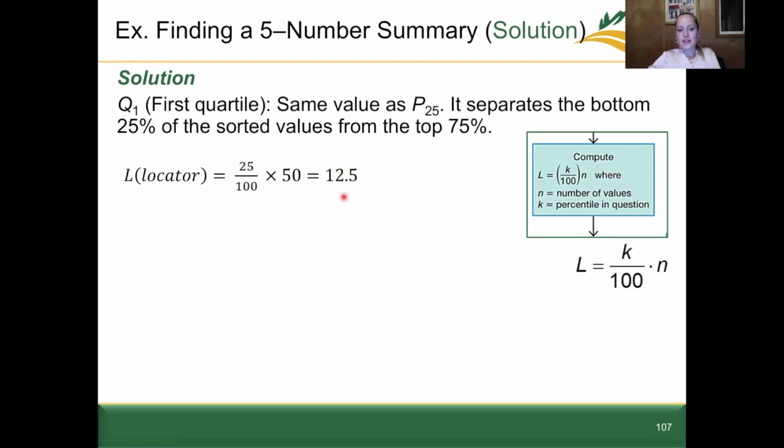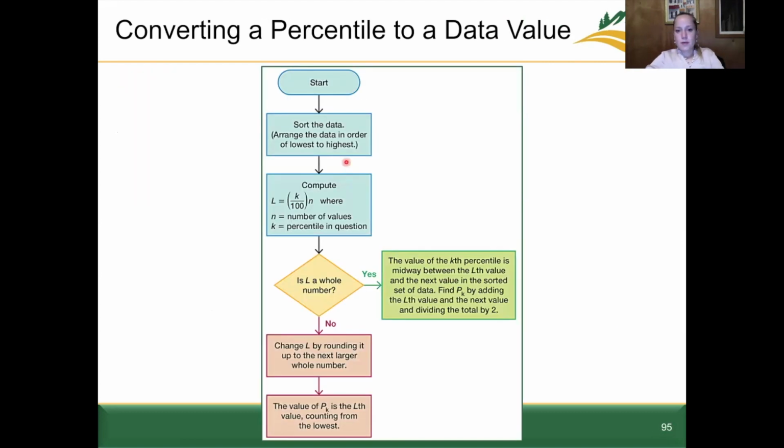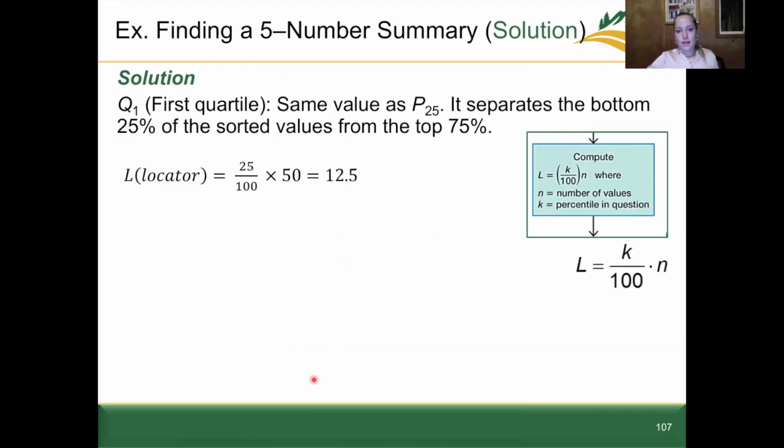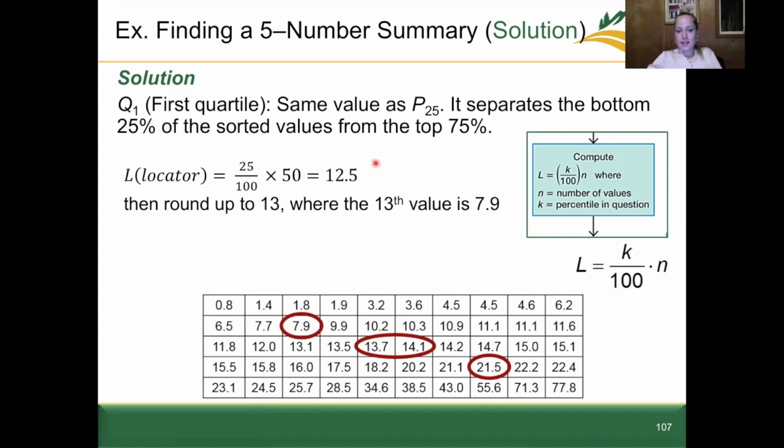We looked previously at an example where this was a whole number. Go back a few slides if you need to remember that, where we would go this direction on the flowchart when it is a whole number. Now let's talk about this part of the flowchart when L is not a whole number. To account for this, we change L by rounding it up to the next larger whole number. The key point here is we take L, we round it up. Okay, so now back to this slide. When L is equal to 12.5, what do we do with it? We round it up to the next whole number. In this case, when we round up 12.5, we get 13.